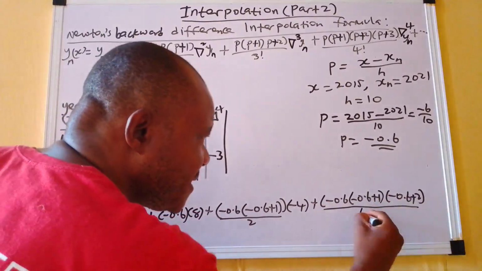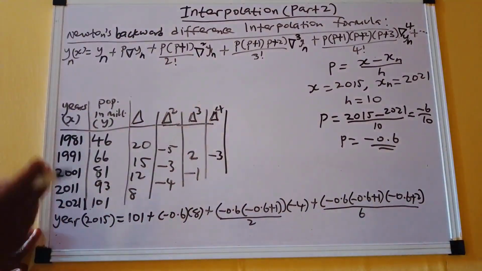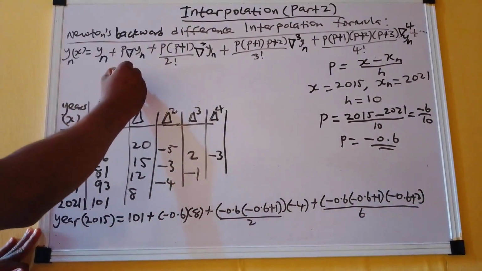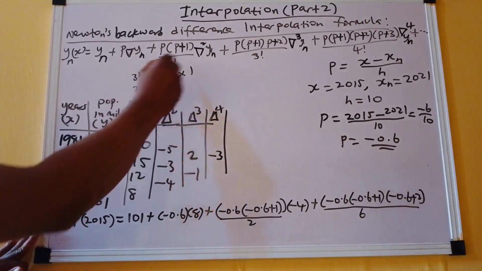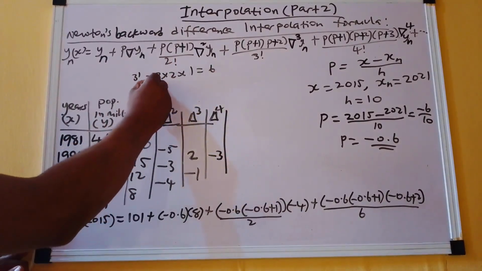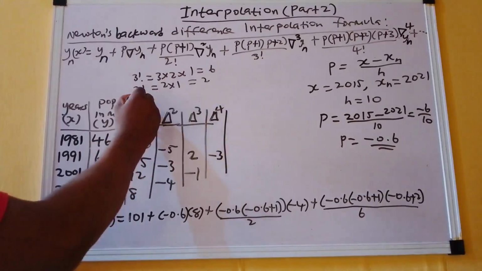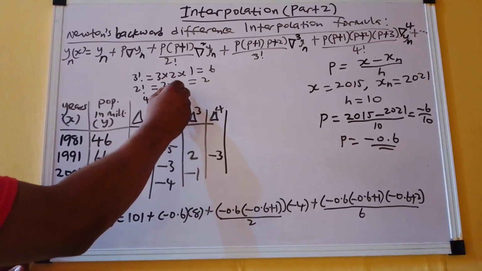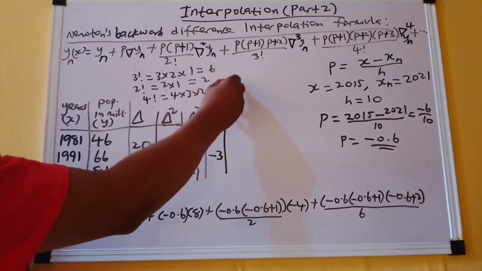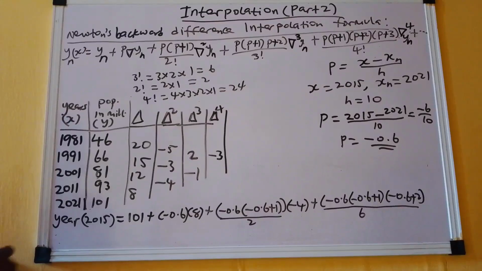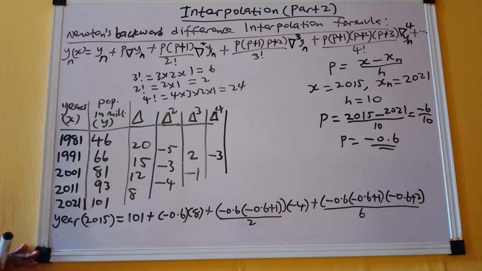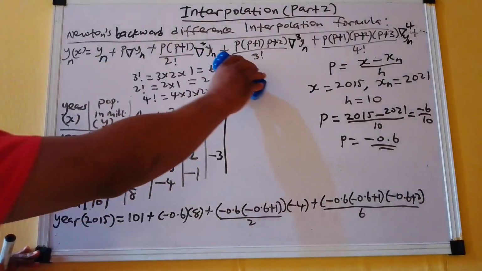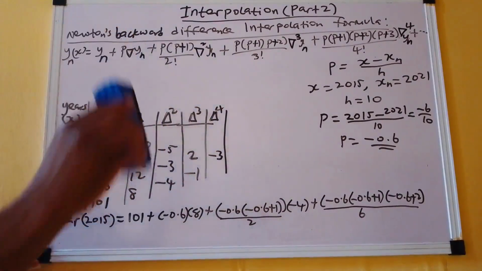Again, 3 factorial is 3 times 2 times 1, which is 6. If I say 2 factorial, that is 2 times 1, and that is 2. If I say 4 factorial, that is 4 times 3 times 2 times 1, and that is 24. I hope that is understood. So that's what we mean by factorial. There's a topic in algebra called factorial notation. I hope that particular part is taken care of. So let me continue with what I'm doing.